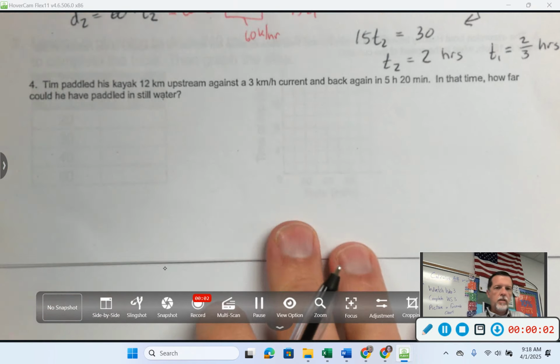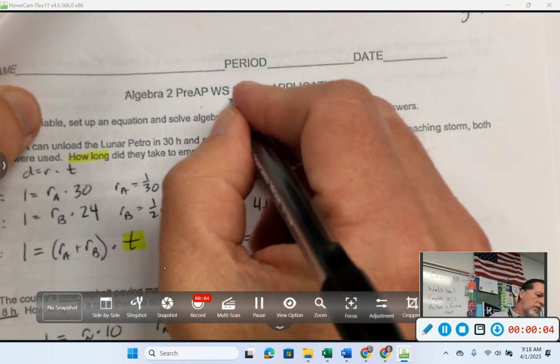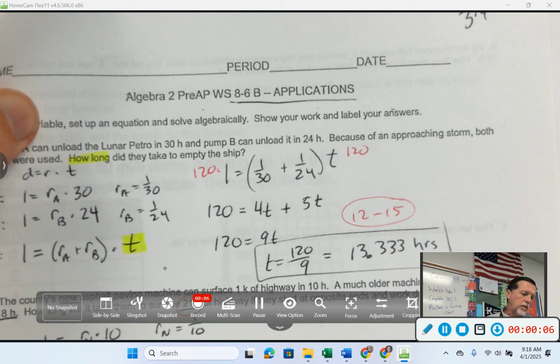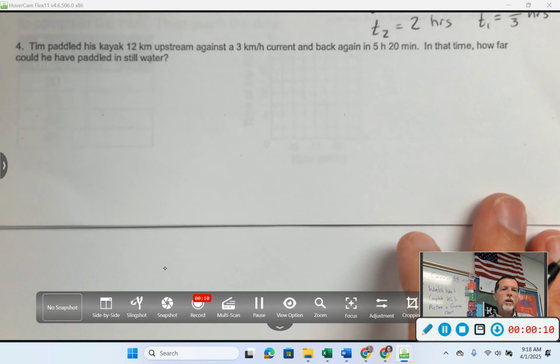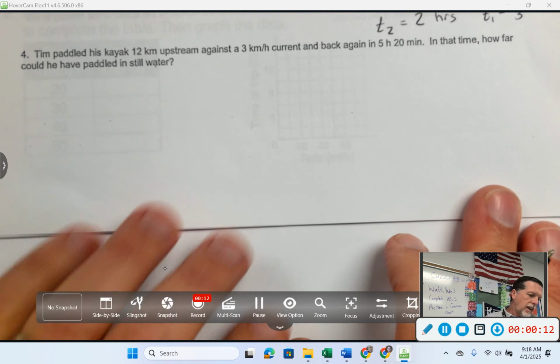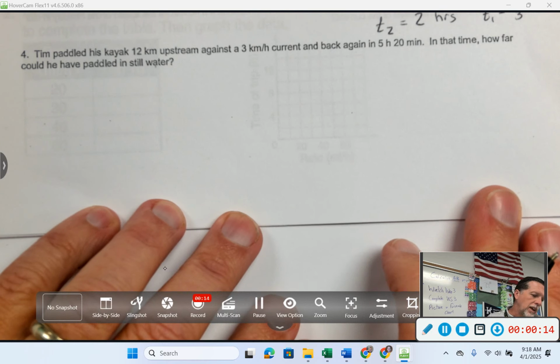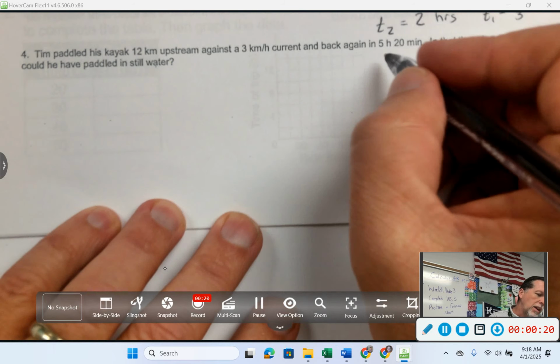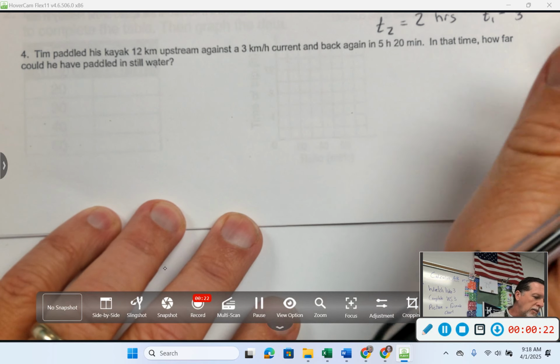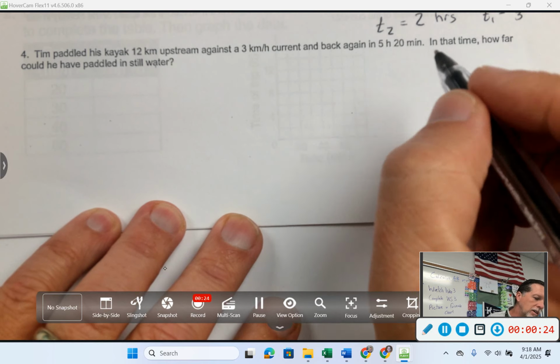Okay, so this is worksheet 8-6B applications, basically the word problems from Monday. And we're looking at number 4. Tim paddled his kayak 12 kilometers upstream against a 3 kilometer per hour current and back again in 5 hours and 20 minutes. In that time, how far could he have paddled in still water?